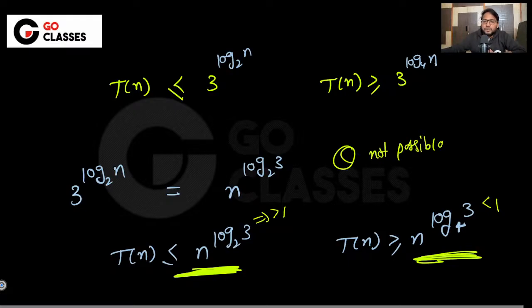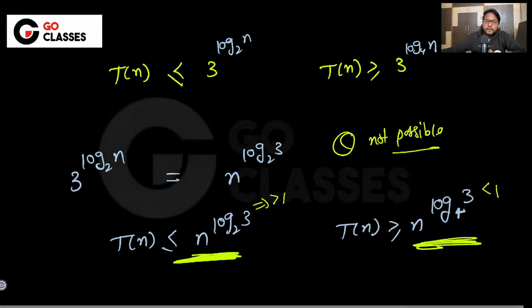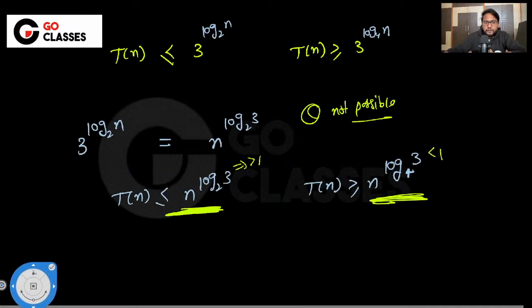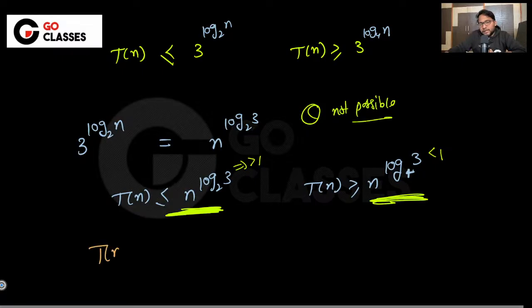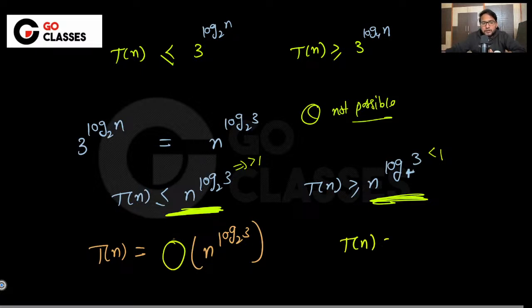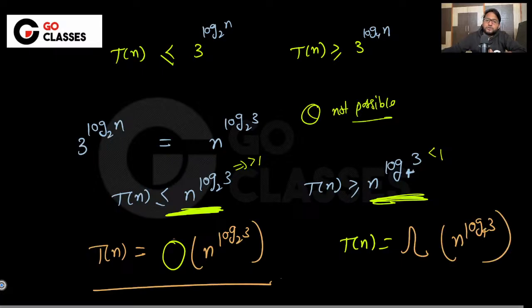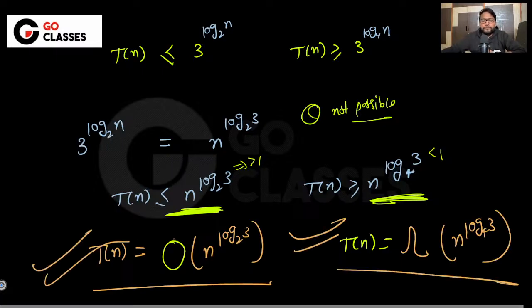So what are the answers? I have already solved it. I thought I would give it to you as homework, but anyway, let's just solve it. So the answers here are: T of n is big O of n to the power log base 2 of 3. Sorry, not big omega, this is big O, because this is lesser than or equal to. And T of n is big omega of n to the power log base 4 of 3. So that's how you can solve it. Both are correct.